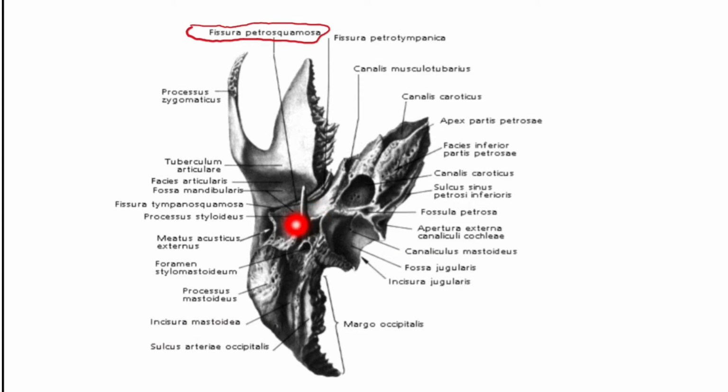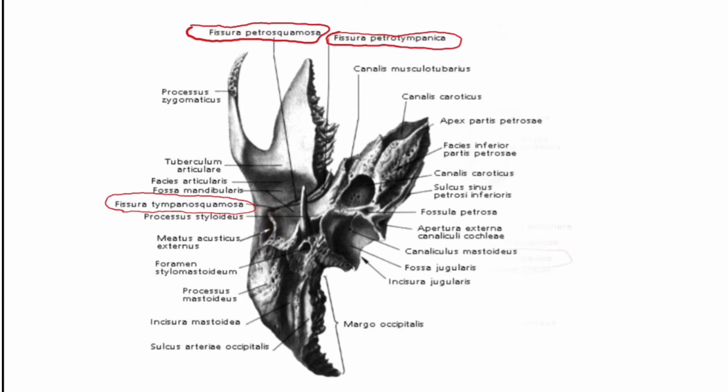So here is another fissure, fissura petrosquamosa, right? This is the inferior view. Please don't worry about the other labels. I will go through each and every label, right? For now, in this view, you just need to look for this fissure, fissura petrosquamosa, in the inferior view. And here again, fissura petrotympanica, right? Okay. And here there is the tympanosquamous fissure, fissura tympanosquamosa, it's here, right?